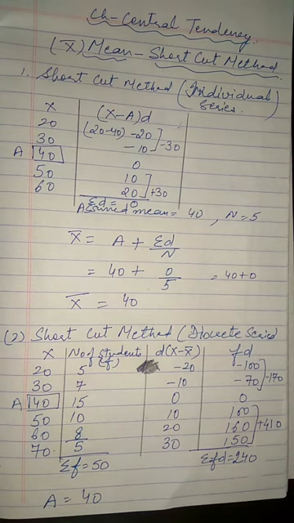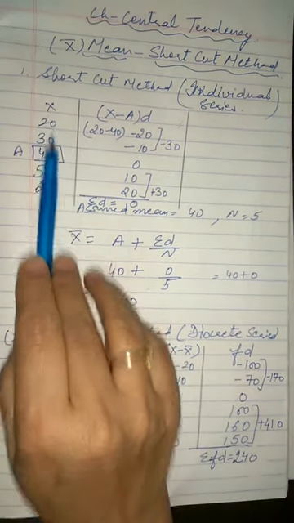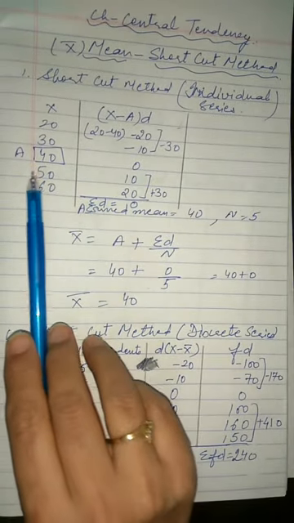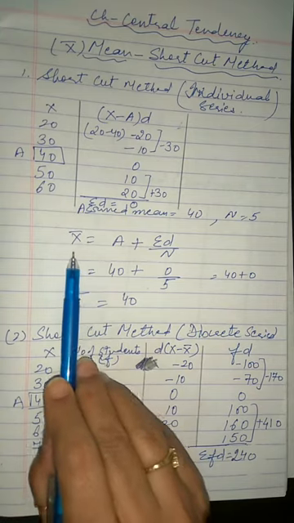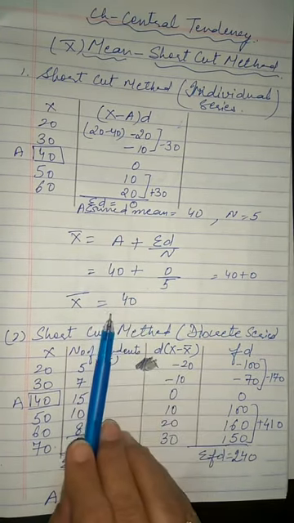In this shortcut method, it is a little different from the direct method. In the direct method we just calculate x or multiply x with f, but in this one thing is very different, that is we have to take an assumed mean. Assumed mean is different from the calculated mean.